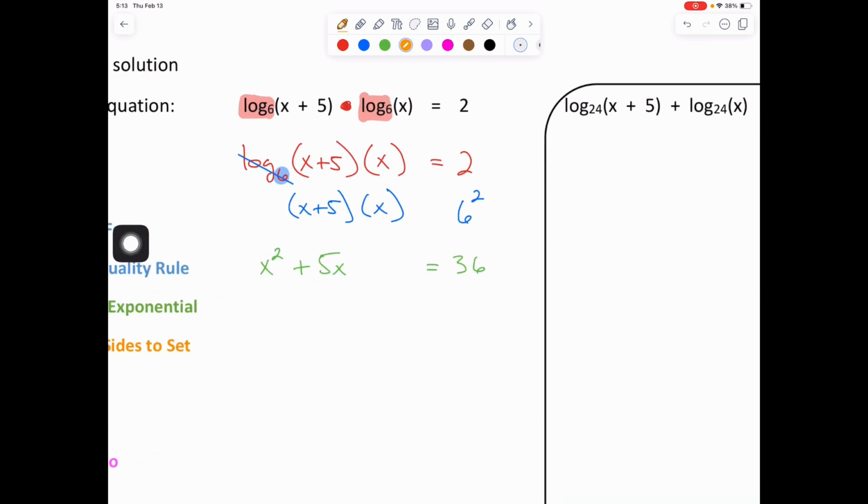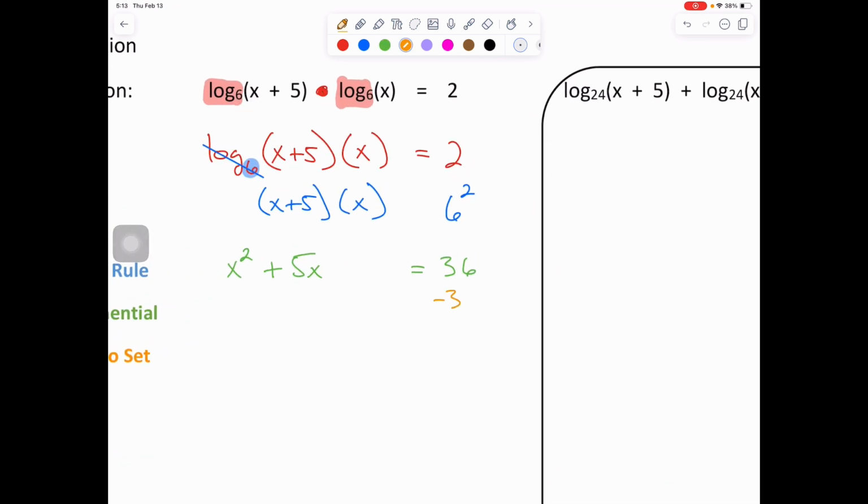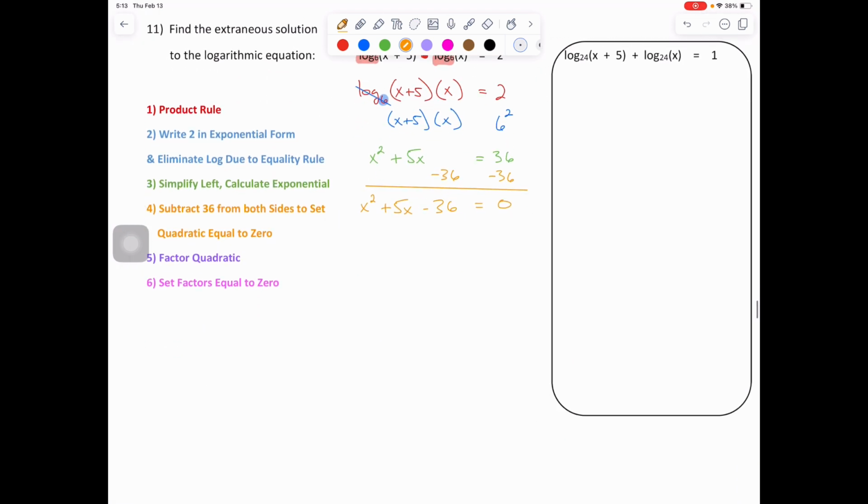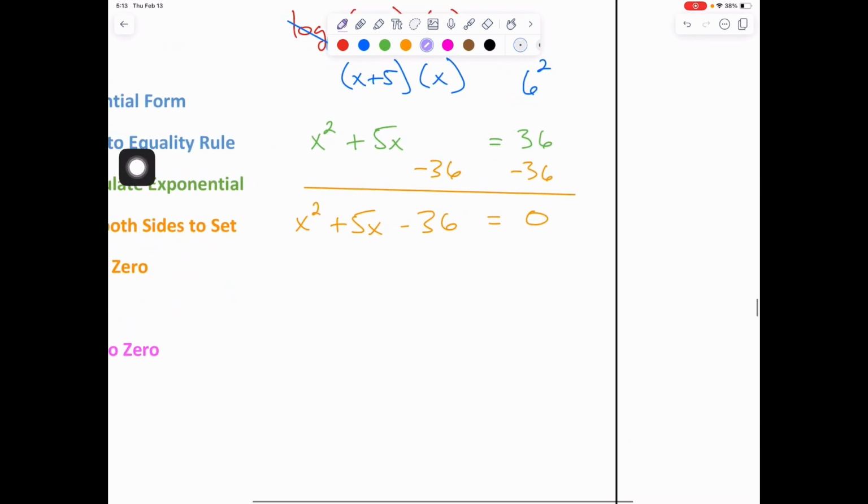All right, so let's go ahead and take a look at that. Minus 36 minus 36. Bring down the x squared plus 5x minus 36 now equals 0. We will need to factor the quadratic. All right, so we're looking for two numbers that when multiplied get us to negative 36 and when combined get us to a positive 5.